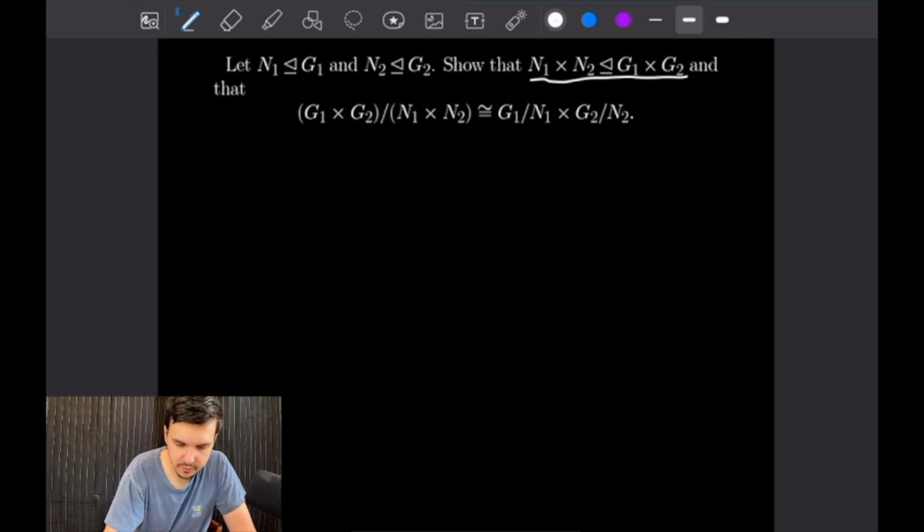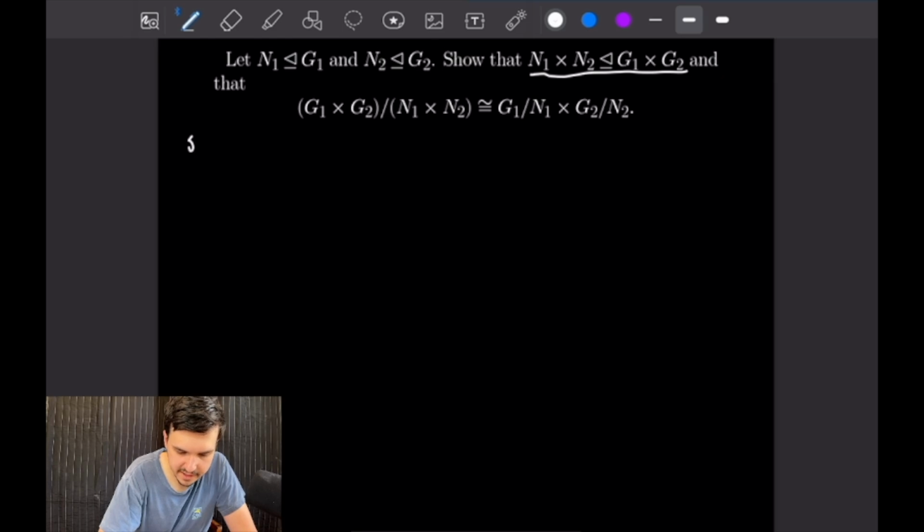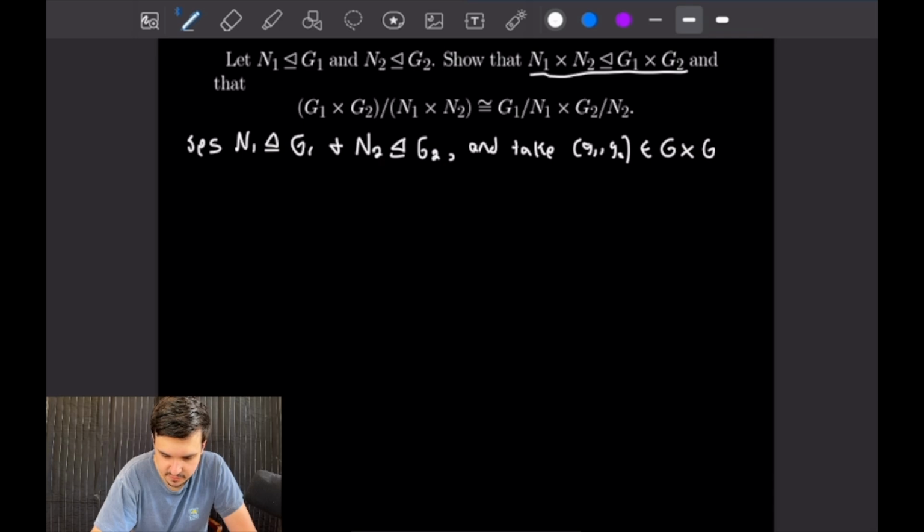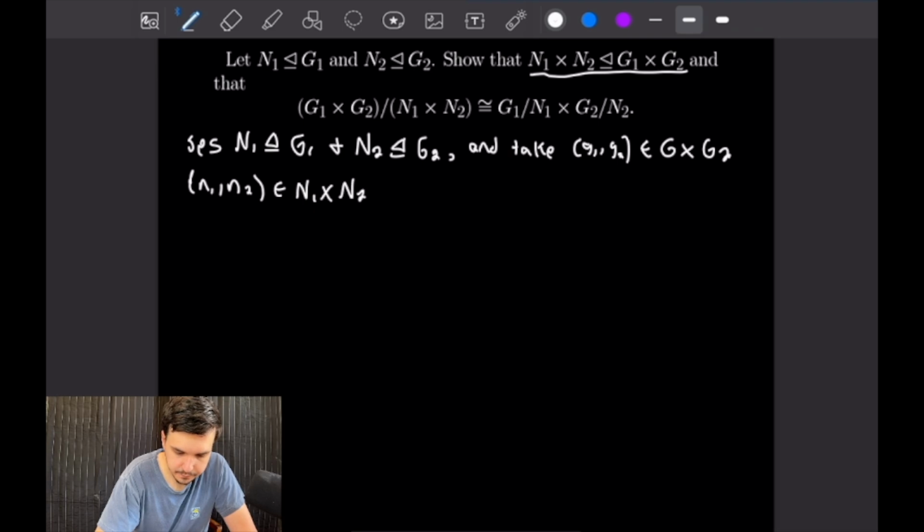So to begin with this first result, let's suppose that we have our setup. Let's suppose that N1 is normal in G1, and similarly N2 is normal in G2. Great, and so then we want to take the following elements. Let's take (g1, g2) to be in G1 cross G2, and also the ordered pair (n1, n2) to be in the group N1 cross N2.